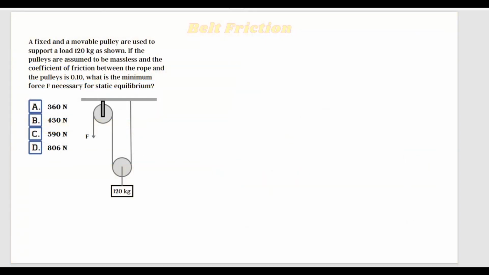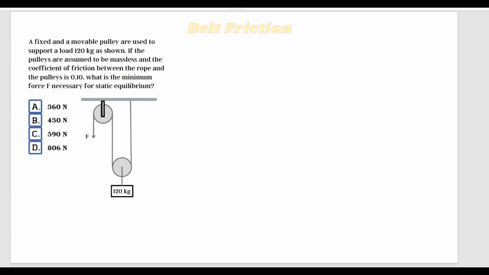A fixed and a movable pulley are used to support a load of 120 kilograms as shown. If the pulleys are assumed to be massless and the coefficient of friction between the rope and the pulleys is 0.10, what is the minimum force F necessary for static equilibrium?